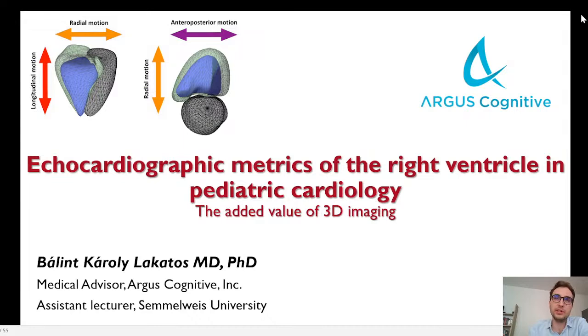Today I would like to talk to you about the echocardiographic metrics of the right ventricle, mainly focused on pediatric cardiology and also, of course, congenital cardiology, with special considerations regarding the added value of three-dimensional imaging, and about our method for the in-depth assessment of the right ventricle function. As a short disclaimer, I'm actually an adult cardiologist. However, I had and have some experience with children and with pediatric cardiology as well.